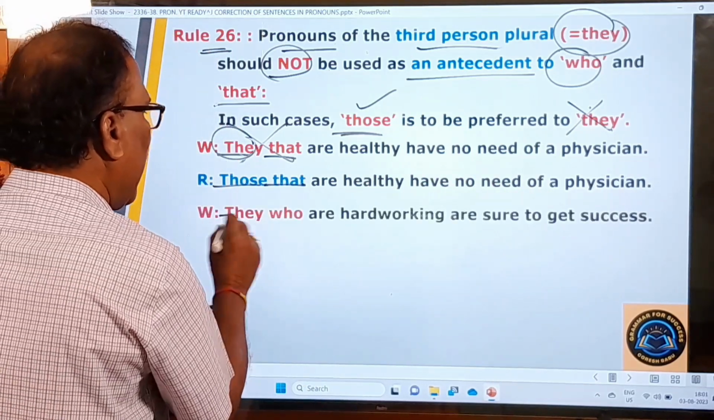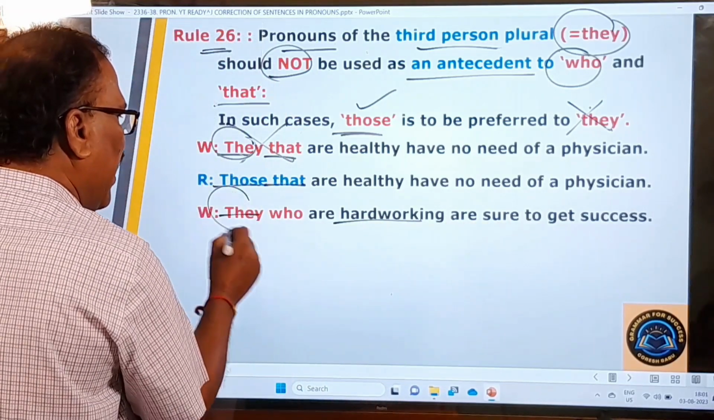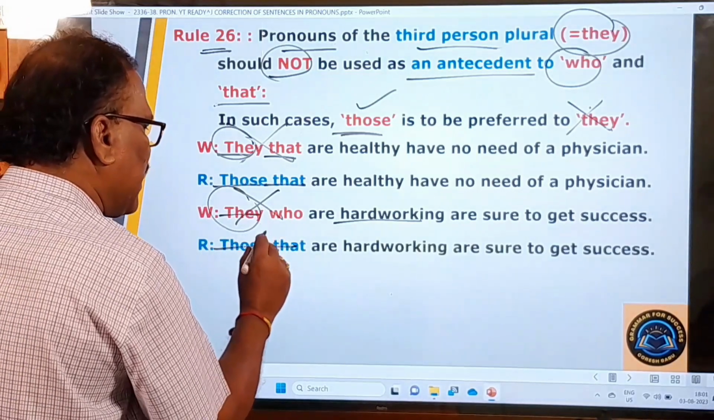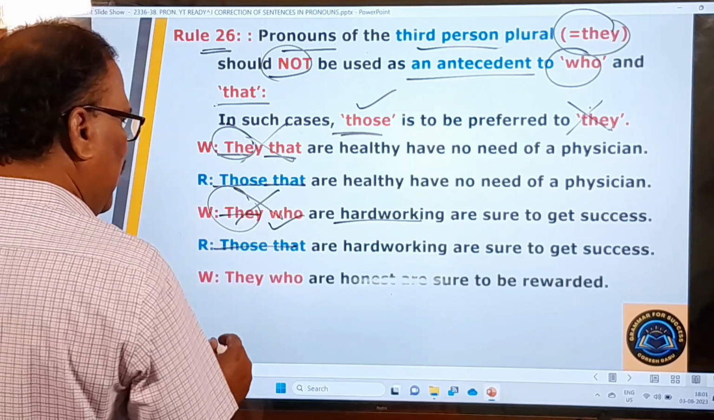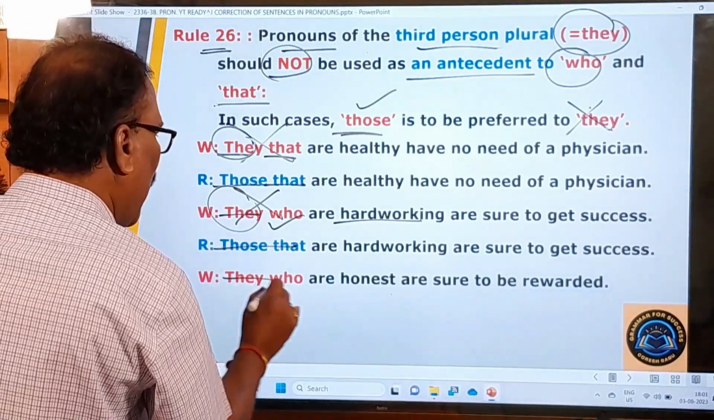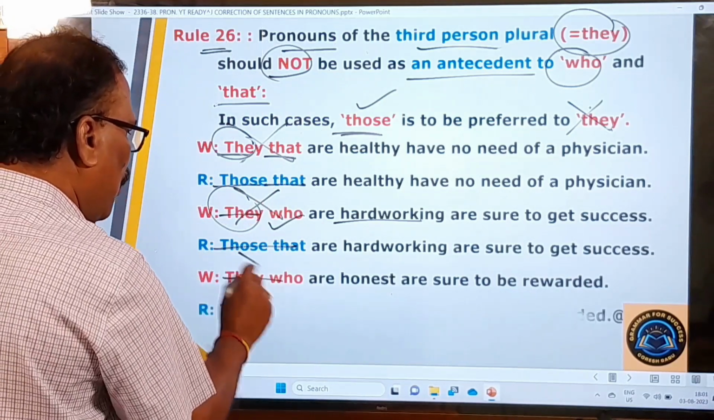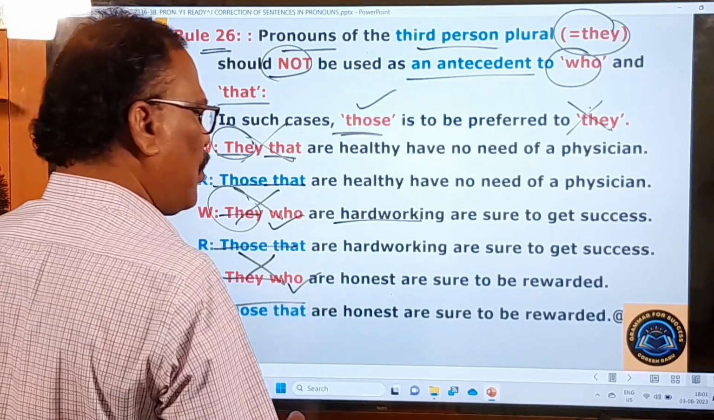And here, "they who are hardworking are sure to get success." See here, "they" is there. "They who," this combination is wrong. And that's why: those that are hardworking are sure to get success. One more example is given here for your understanding sake. "They who are honest are sure to be rewarded." Okay, here "they who," this combination is not correct, but "those that are honest are sure to be rewarded."